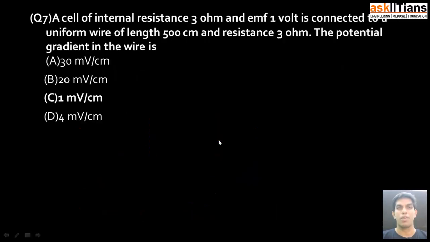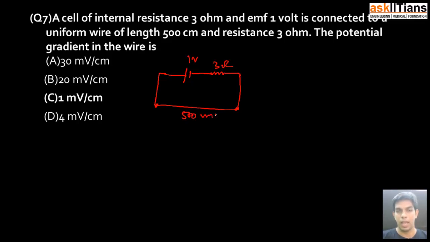So let's move on to the seventh question. It says, a cell of internal resistance 3 ohm and EMF 1 volt is connected to a uniform wire of length 500 centimeter and resistance 3 ohm. The potential gradient in the wire is ___. So the setup goes like this: here I have 1 volt, here I have 3 ohm, and this is a wire whose length is 500 centimeter and whose resistance is 3 ohm.